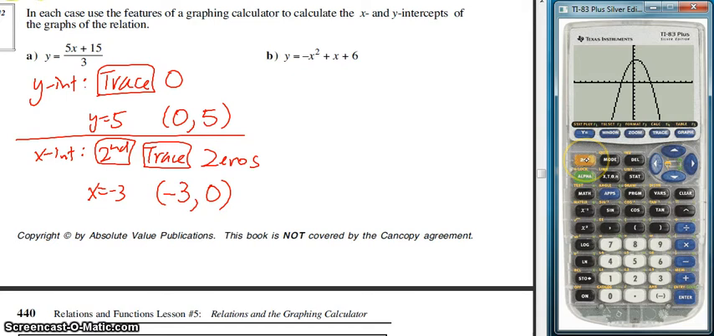So let's find out the y-intercept first. Trace 0. Here we go, 0, 6. That's the answer. Y-intercept, 0, 6.